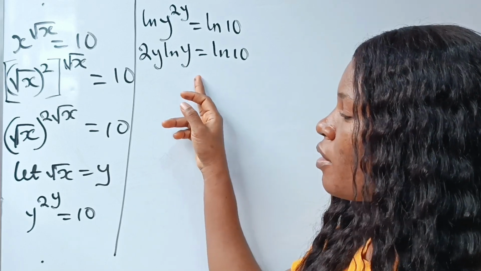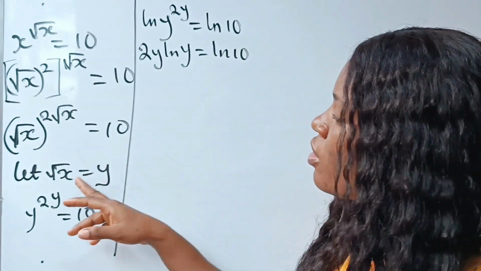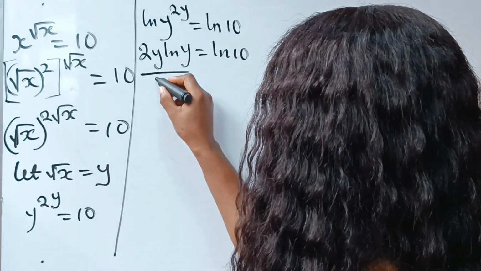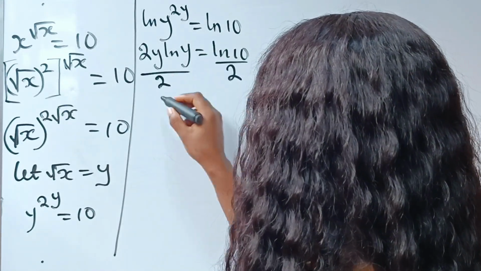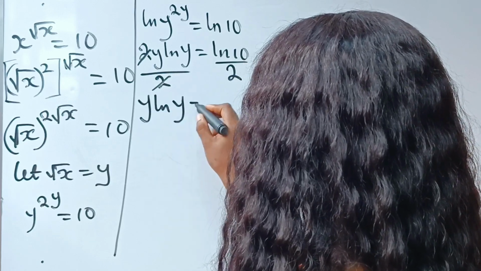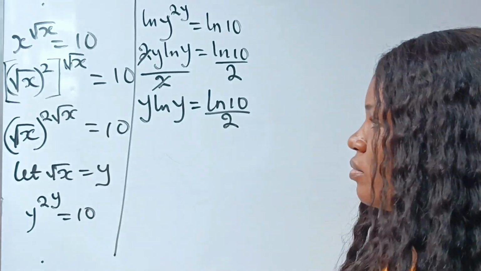But note that y is not what we are looking for, rather we are looking for x. So please watch to the end and see how we got x from our y. Okay, so I'm going to divide through by 2, and I will have that y multiplied by ln y is equal to ln 10 divided by 2.